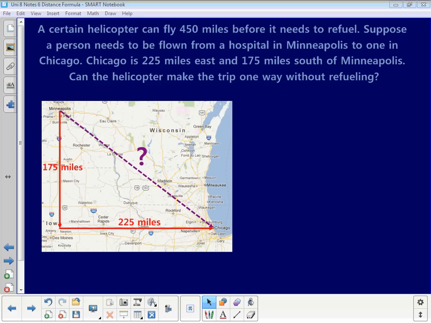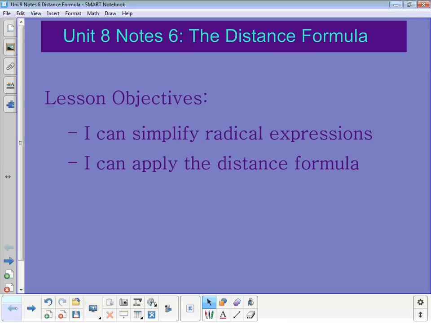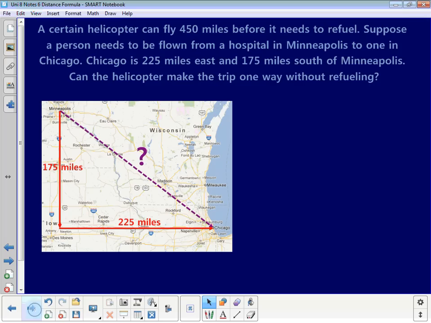All right, guys, we are back for our last video for Unit 8. We're on Unit 8, Note 6, which is on the distance formula. Today our lesson objectives are simplifying radical expressions, which we've been doing all throughout Unit 8, and also, can we apply the distance formula. So let's look at our first example.